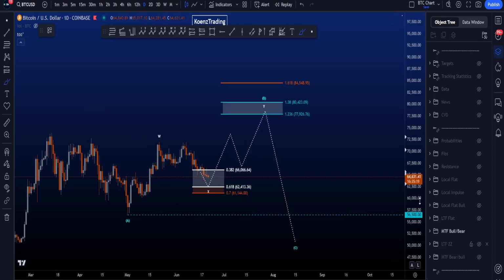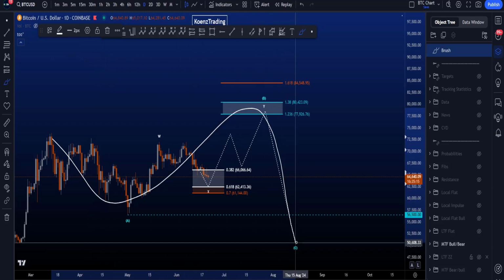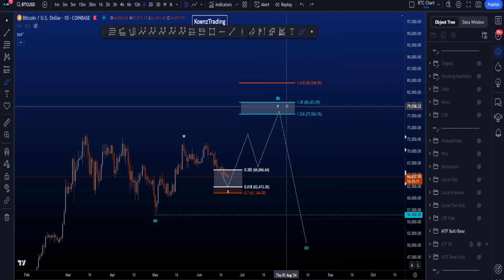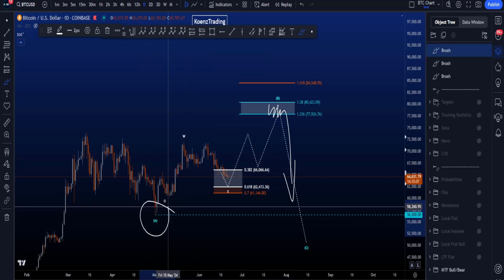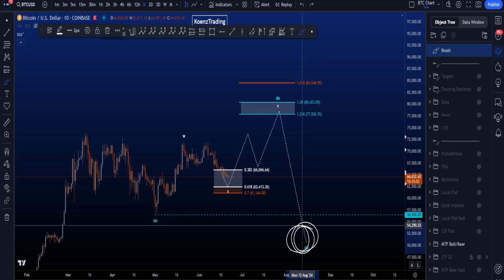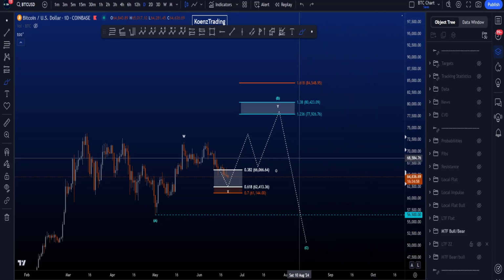The most interesting psychology scenario is an expanding flat where we look for an A, B, and then an impulsive C to the downside where we move up, take the all-time high, but then find resistance, look for weakness, and then impulsively move down below 56k, where of course people are going to be scared, looking for price to continue down, but instead we then look for price to continue back up and continue the bigger trend.